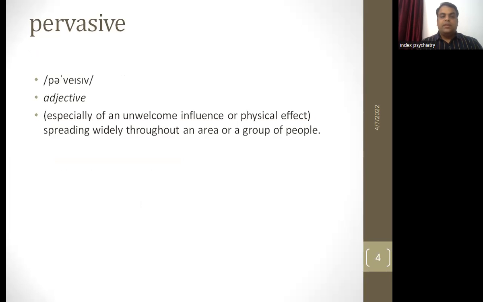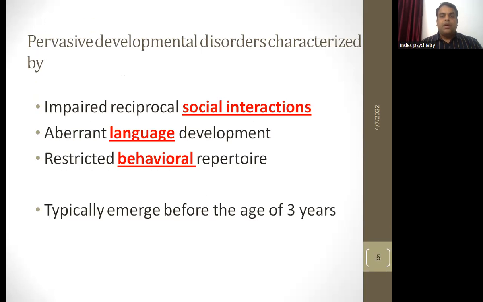Pervasive means especially of an unwelcome influence or physical effects, spreading widely throughout an area or a group of people. Pervasive developmental disorder is characterized by impaired reciprocal social interactions, aberrant language development, and restricted behavioral repertoire, typically emerging before the age of 3 years.